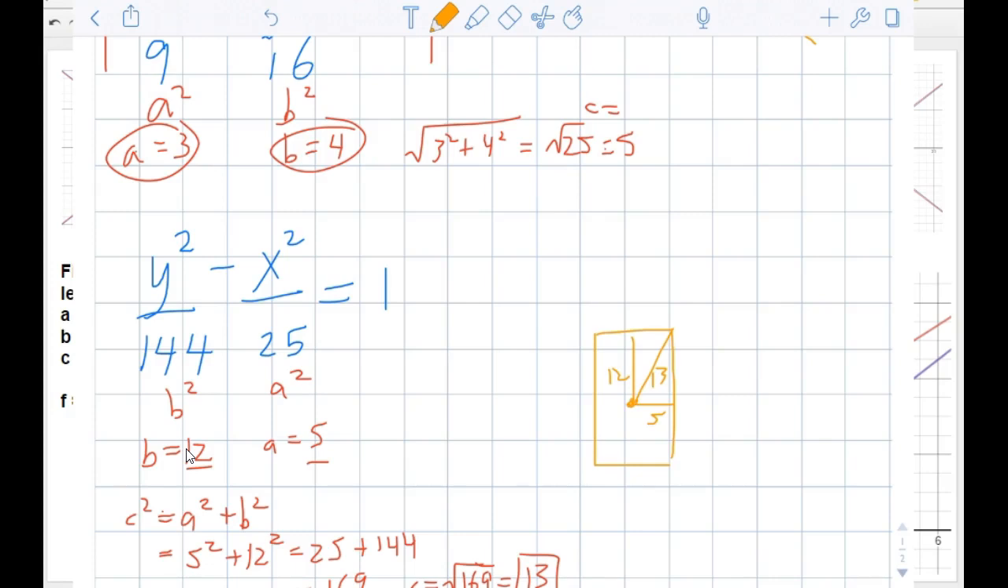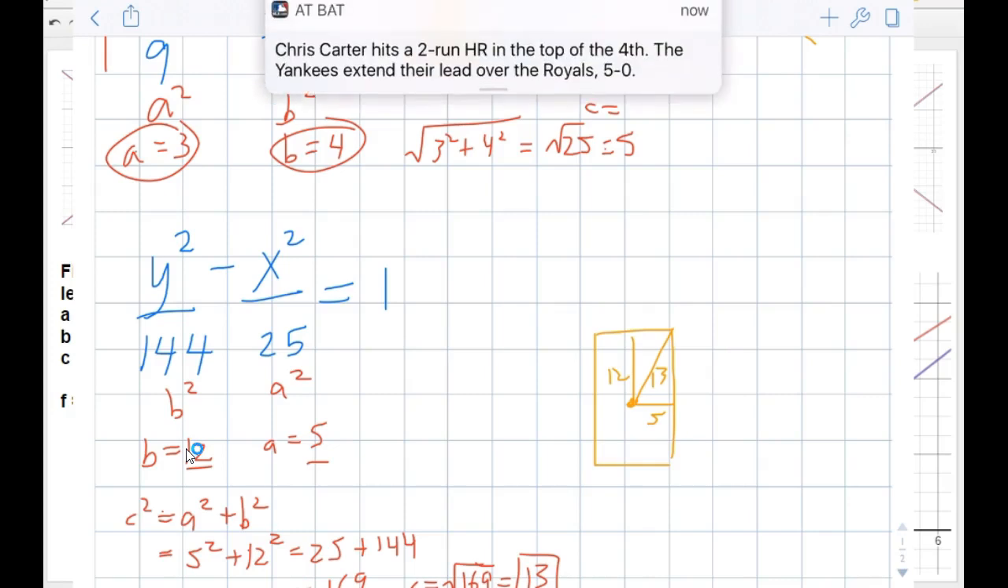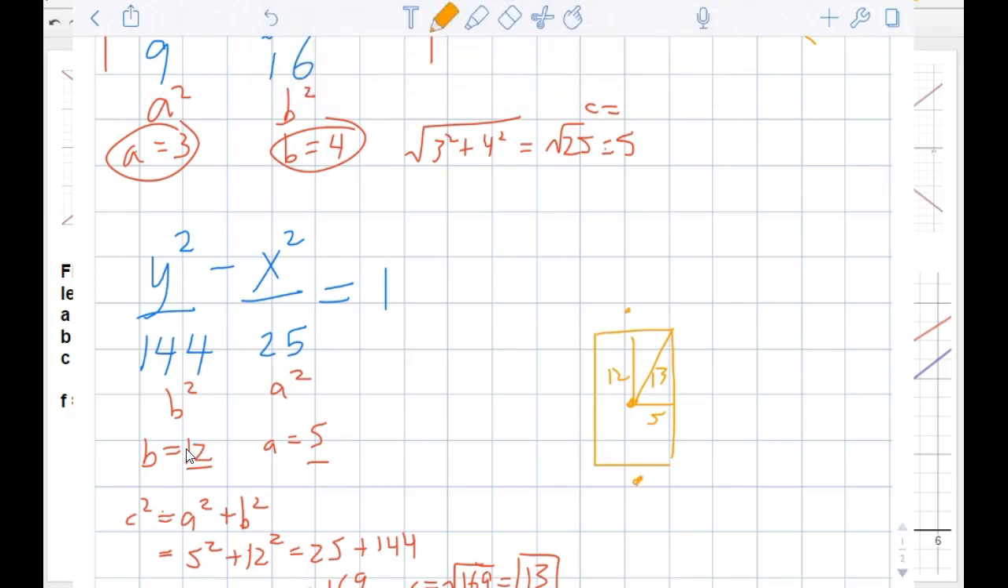If this hypotenuse is 13, that means that the distance from the center to the focus is also going to be 13. Now the question is, is the focus going to be over here or over here? Well, in this case it's a y squared minus x squared hyperbola, which means it is a top-bottom hyperbola. So that means the focus is going to be above and below. So I'm going to say that the focus is going to be here, and the focus is going to be here. The location of the focus is going to be 0, 13, because the focus is going to be 13 units away from the center.